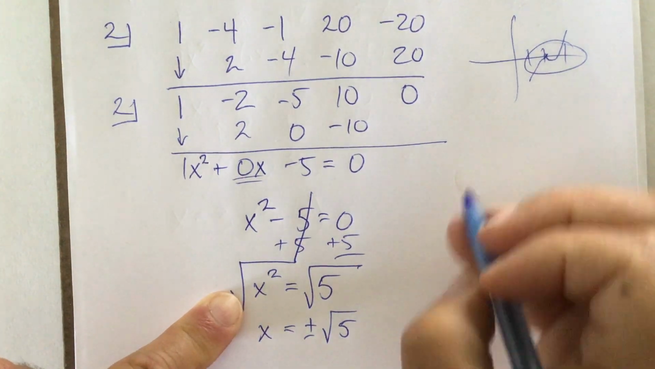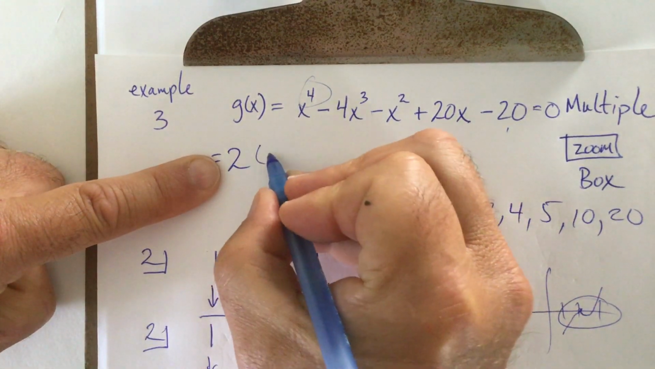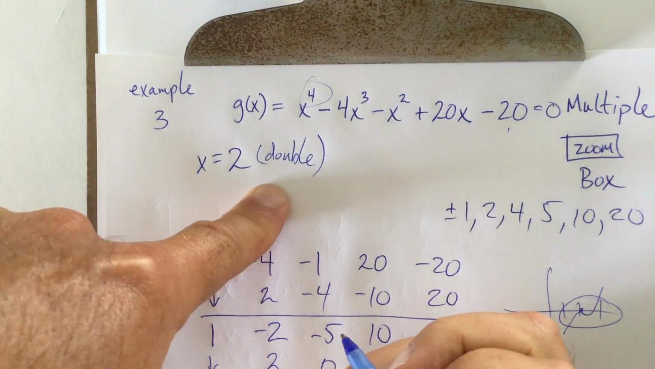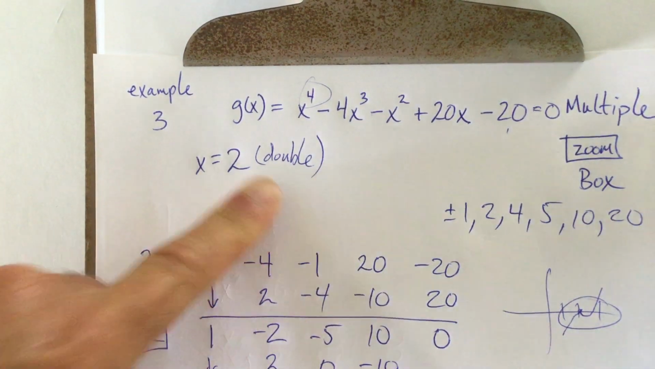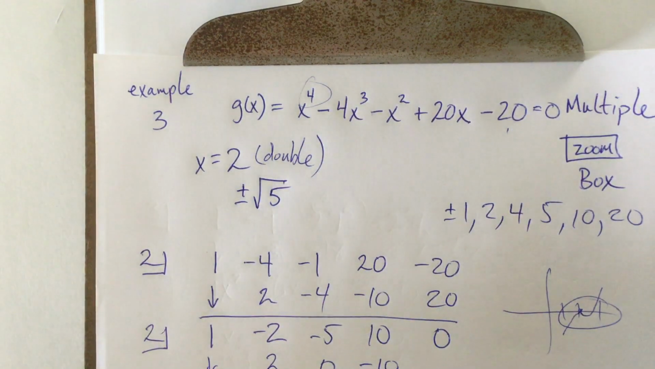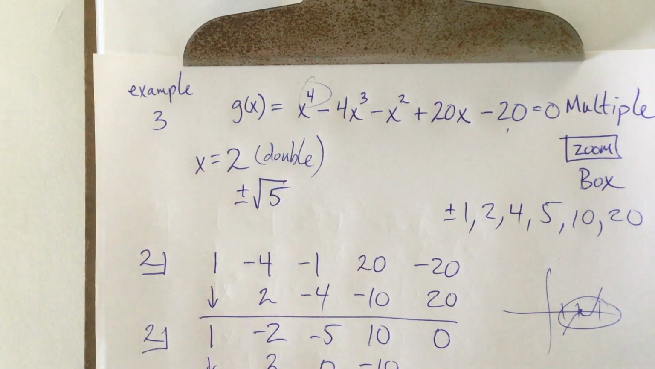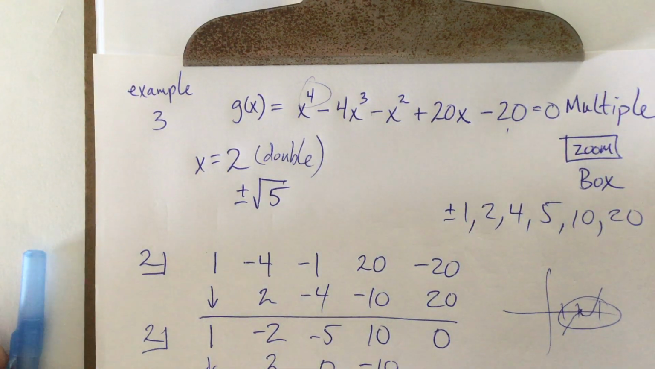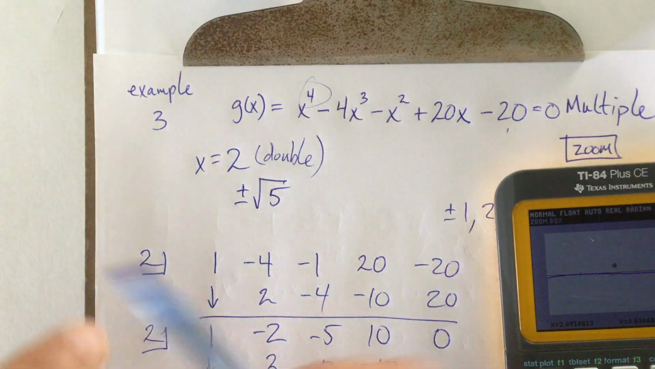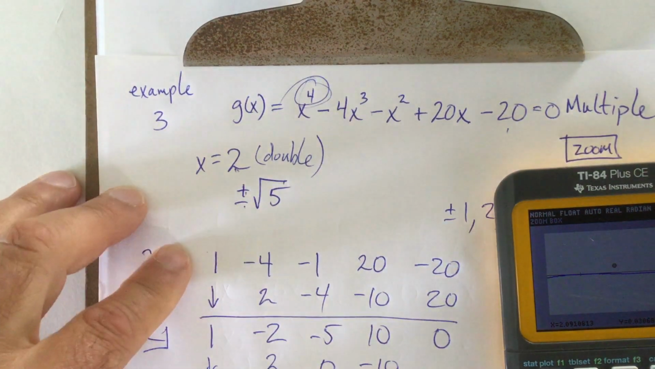So my answers are, let's go back up here. I have the answer 2. That's a double. You don't have to tell me that, but just in case you're confused, that's a double root. It happened twice. And then my other 2 answers are plus or minus rad 5. Now, roots always travel in pairs. When you get an answer that's a square root, its evil twin will always be there. So if you have positive rad 5 for an answer, you're going to get negative rad 5. So what does that count as? 1, 2, 3, 4 answers total.